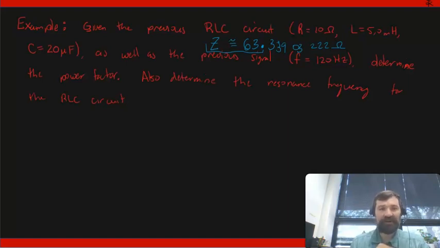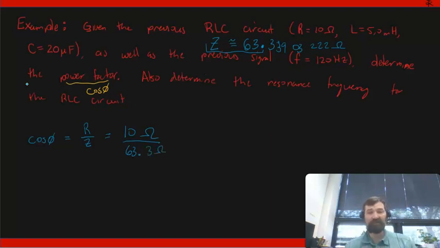So the power factor that we're looking for here would be cosine phi. And cosine phi, again, is given by R divided by Z. So that's 10 ohms, because R was 10 ohms before, divided by 63.3, etc. ohms. If I plug that into my calculator, I end up getting a power factor of about 0.15788. So let's call this a power factor of 0.16.